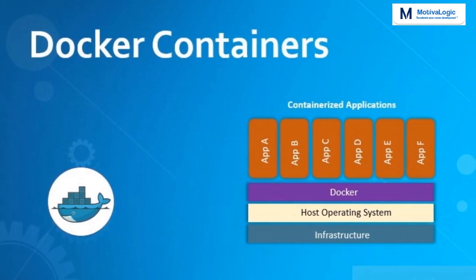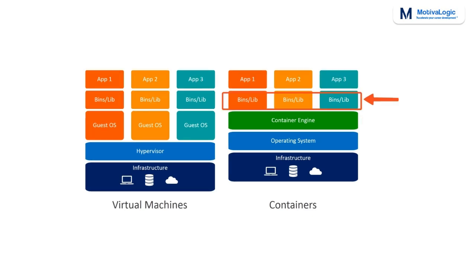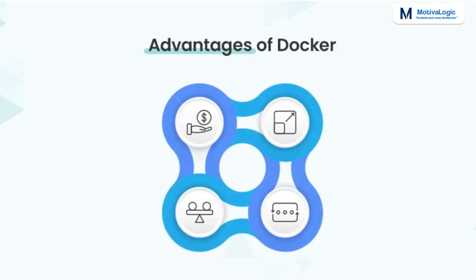Docker's containerization approach is much lighter. Instead of virtualizing the hardware, it virtualizes the OS, allowing multiple containers to run on the same host OS without the overhead of full-blown VMs. Each container holds everything needed to run the application: code, libraries, dependencies, and even configuration files.